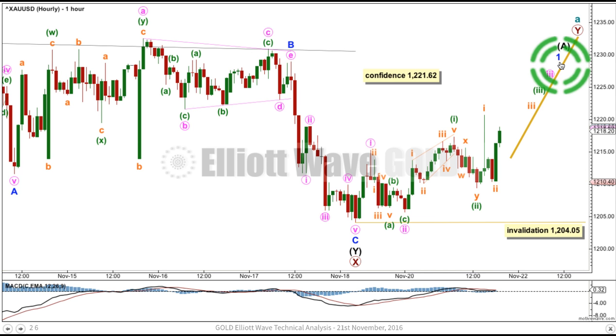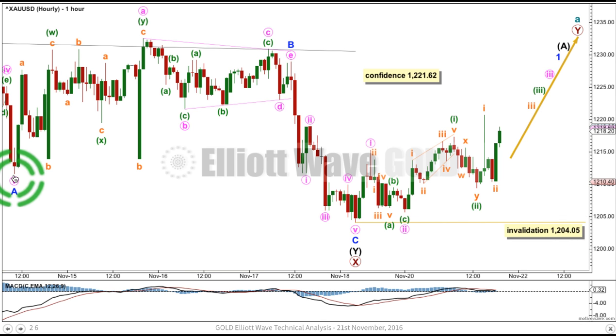When it's complete, then minor wave 2 down should be expected to be a very deep correction. It should be really confusing, convincing us that there hasn't been a trend change. Minor wave 2 can't move beyond the start of 1 below 1204.05. Let's have a look at another idea.